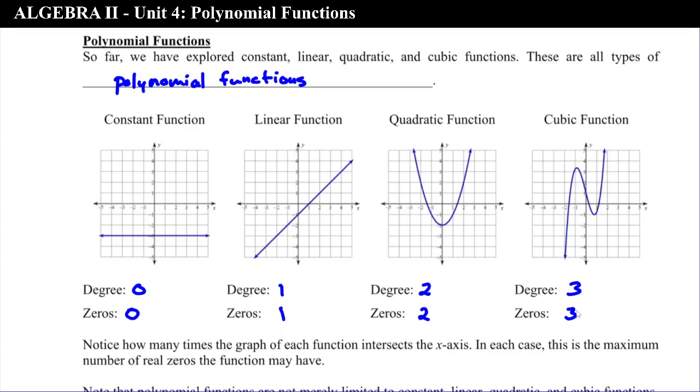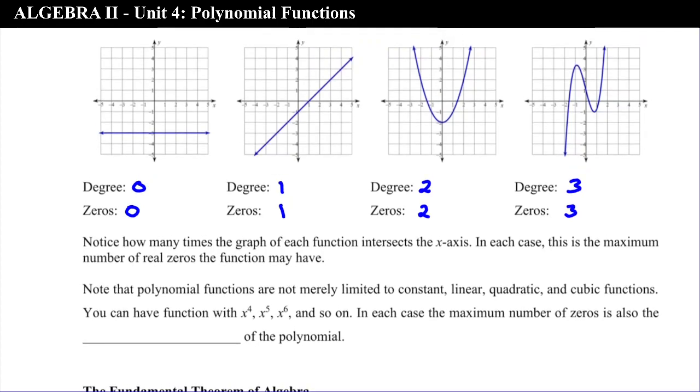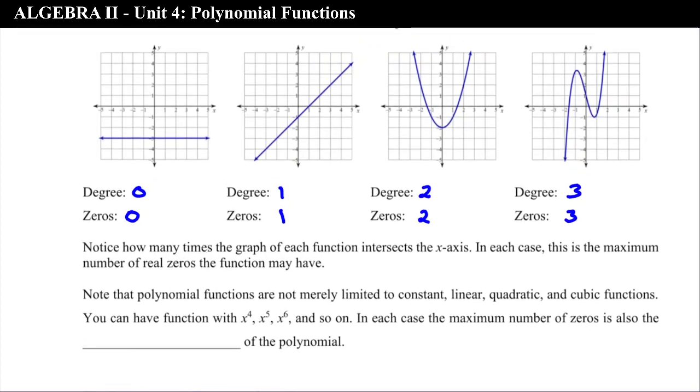That's going to be the case for all of these. The most times it can hit the x-axis is the highest power, which would be the degree of your polynomial. Note that polynomial functions are not merely limited to constant, linear, quadratic, or cubic. You can have a function with x to the 4th, x to the 5th, x to the 6th, and so on. In each case, the maximum number of zeros is also the degree of the polynomial.